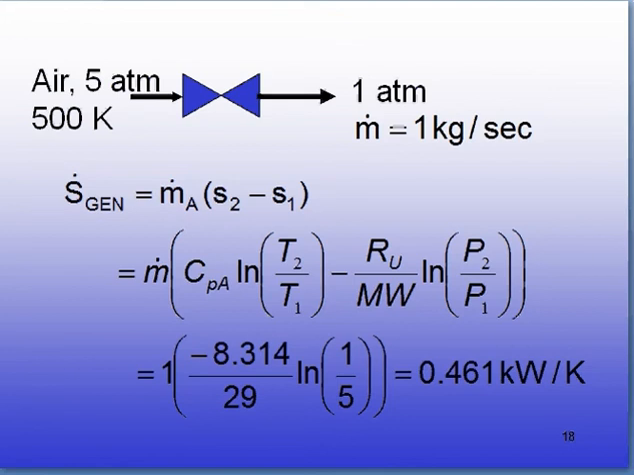Now let's look at the entropy balance on that valve, and we'll use our equations to calculate entropy change for an ideal gas. Here T1 equals T2, so the left-hand part of this equation drops out, and we have just simply minus R over molecular weight times ln of P2 over P1. Notice that the log of a number less than 1 is negative, so a negative times a negative is a positive, and we always have a positive entropy generated.